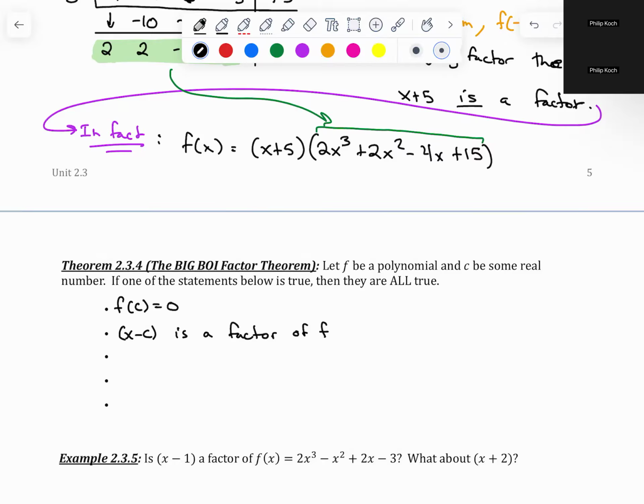The other option is that f of x equals x minus c times blah, where this is the quotient when dividing by x minus c. So f of c equals 0 is one option. x minus c is a factor of f. That's the second option. f of x equals x minus c times something, but no remainder. That's another option. Then x equals c is a root or zero.